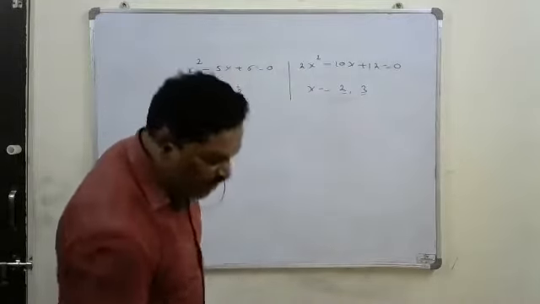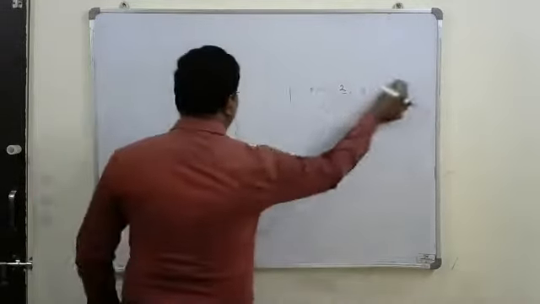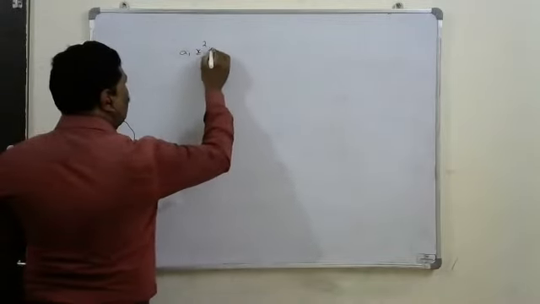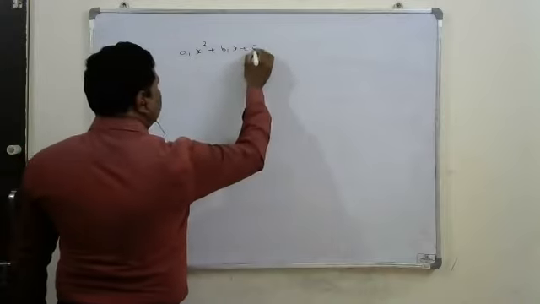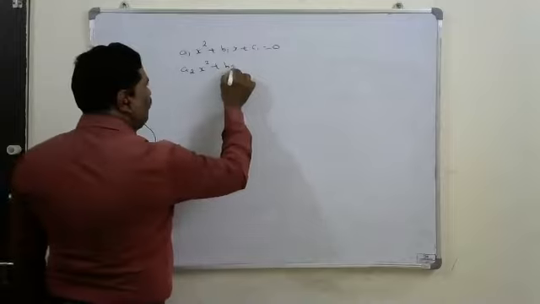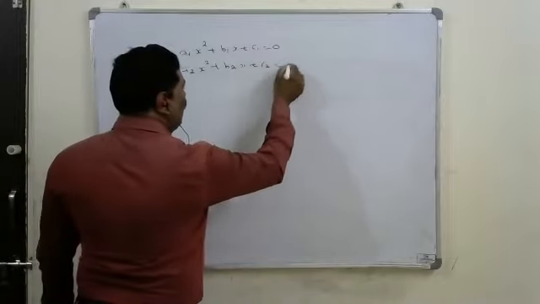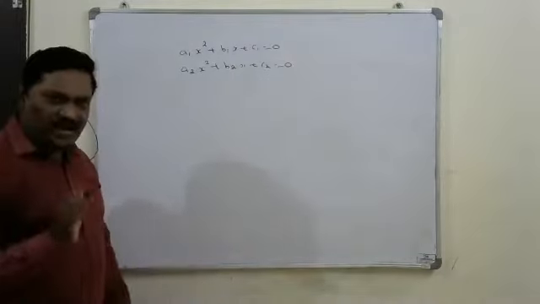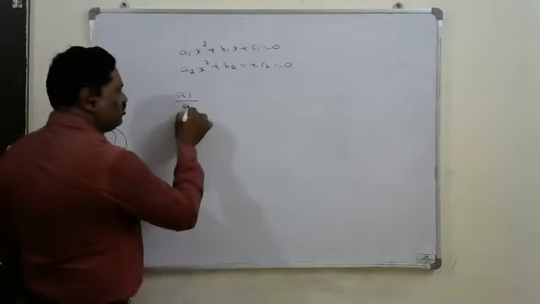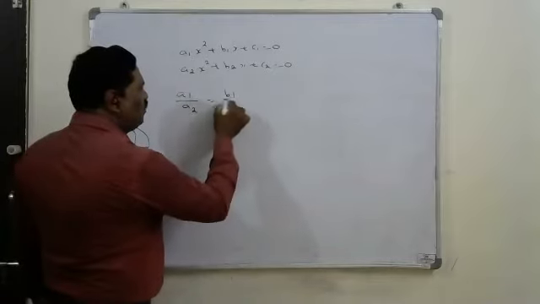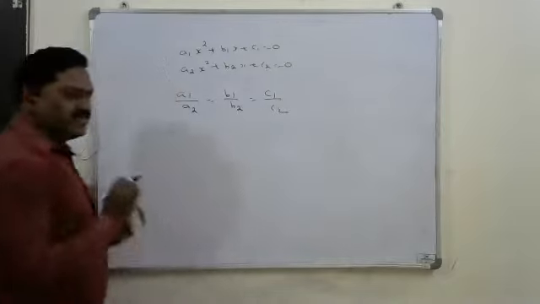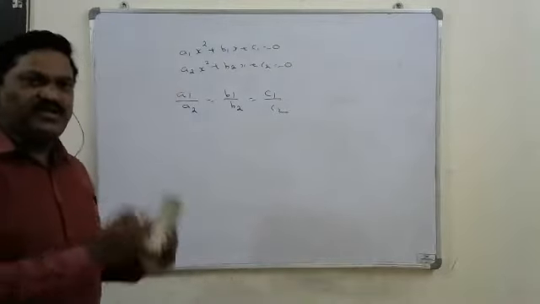That is, if a1x square plus b1x plus c1 is equal to 0 and a2x square plus b2x plus c2 is equal to 0 have both the roots in common, then the condition is that a1 by a2 is equal to b1 by b2 is equal to c1 by c2. This is the condition when both the roots are in common.